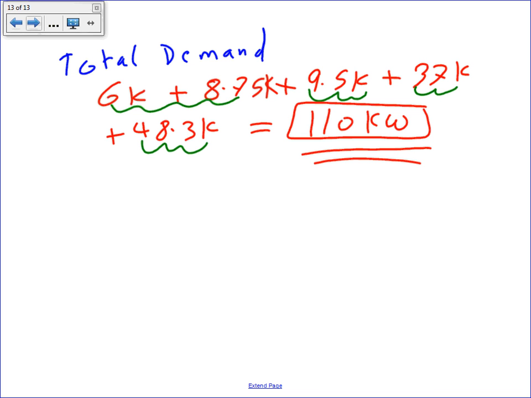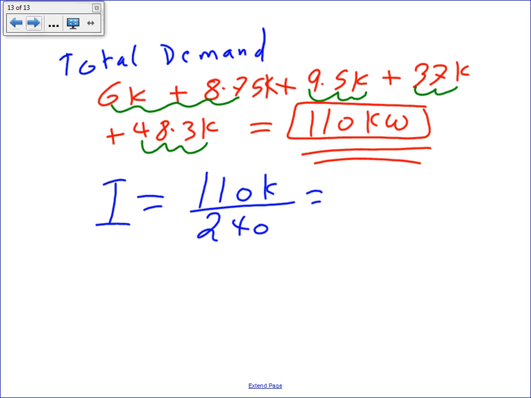Long journey for a very simple thing. 458 remains. Thank you. So let's take the I. Now we need to find the I. You take the 110K and divide it by 240. And Nick, my friend, what did you come up with? 458 amps. 458 amps. Great.